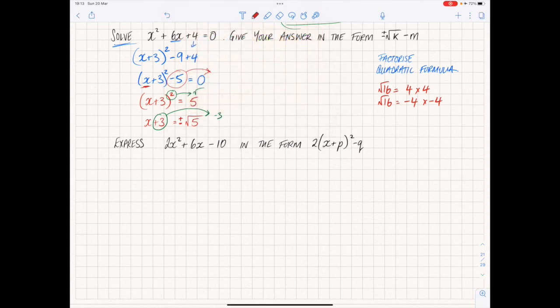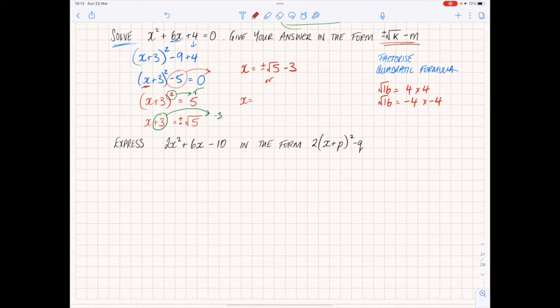Remember, when you're moving something over an equal sign, it becomes a negative. So your answer becomes x is equal to plus or minus the square root of 5. We don't know what the square root of 5 is, and then minus 3. That looks like that format, so that's good. Or you can write it like this.